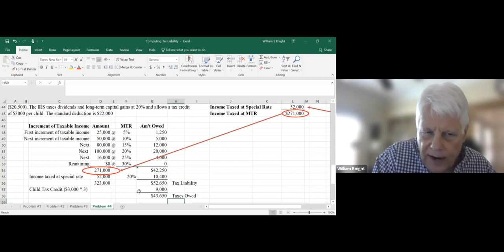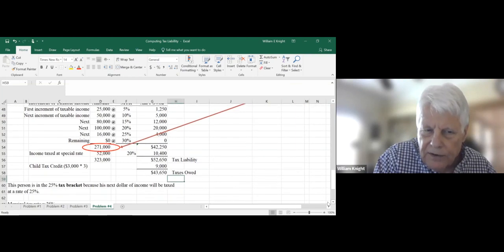We've got this tax credit here. 3 children get a tax credit of $3,000 each. That's $9,000. And so we subtract that $9,000 from the tax liability of $52,650 for taxes owed of $43,650.